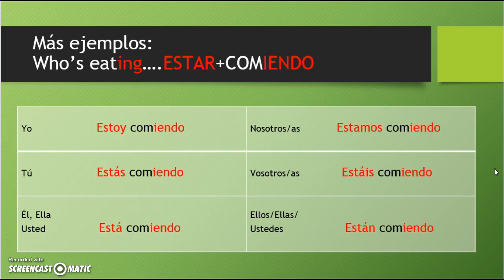Okay, aquí con el verbo comer, an ER verb, so this time I'm making it comiendo, so my ending is not ando, but rather I-E-N-D-O, iendo. Estoy comiendo, estás comiendo, está comiendo. Nosotros form over here to the top on the plural side. Nosotros estamos comiendo, estáis comiendo, and están comiendo.